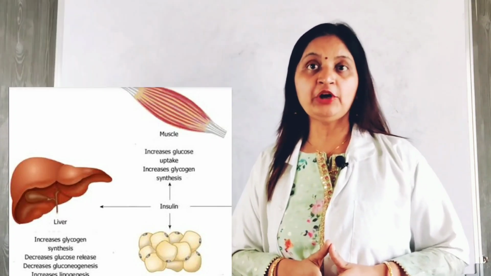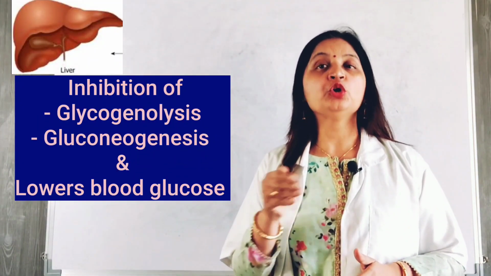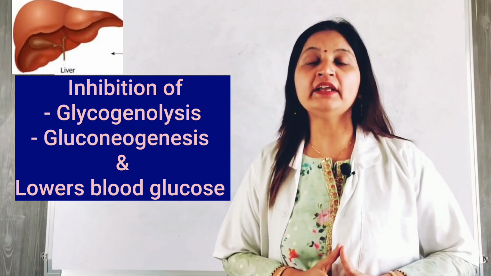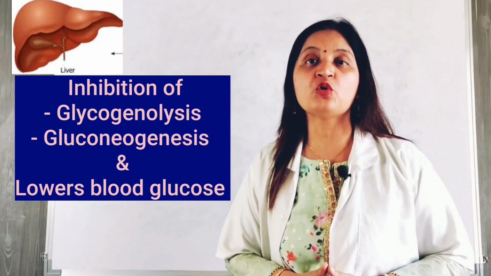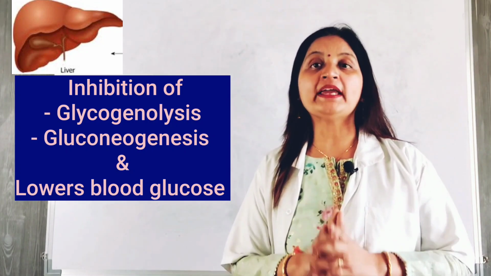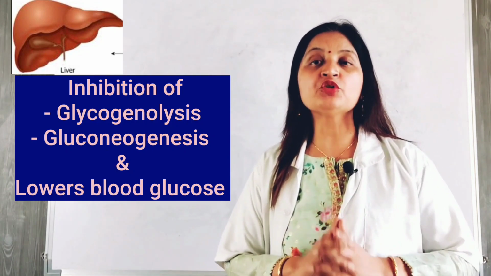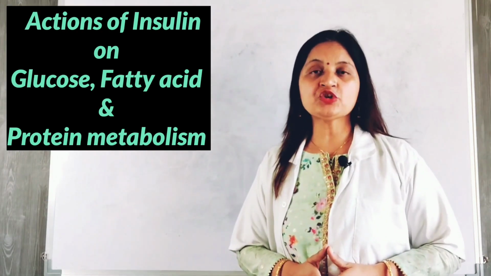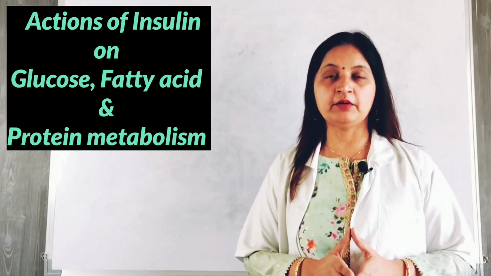And secondly, insulin lowers the blood glucose level by reducing the breakdown of glycogen to glucose by the process of glycogenolysis, and also it inhibits the conversion of amino acids to glucose and the release of glucose into the circulation. So by inhibiting glycogenolysis and gluconeogenesis, it reduces the blood glucose level and helps to maintain the blood glucose level. So let us see what are the actions of insulin on glucose, fatty acid and protein metabolism.